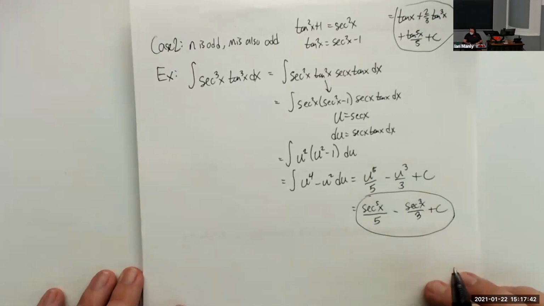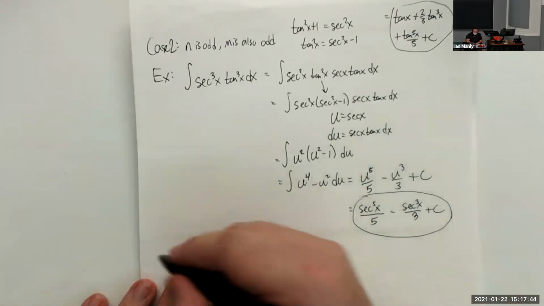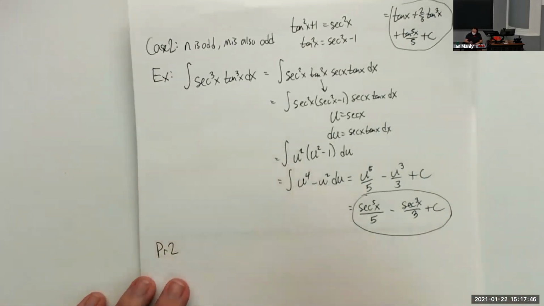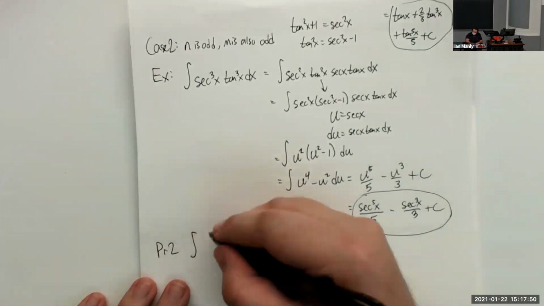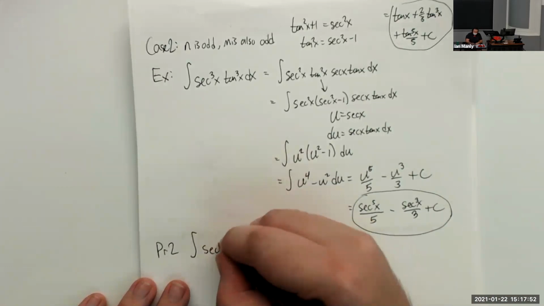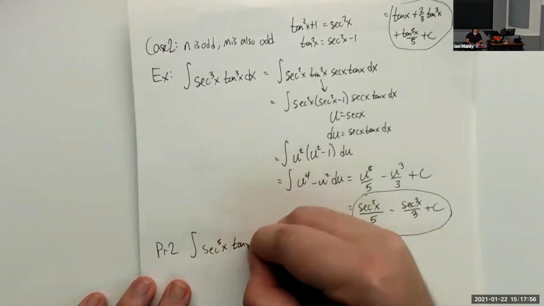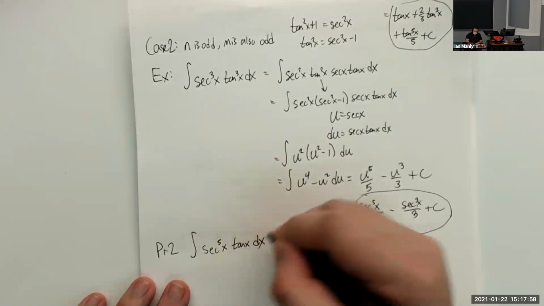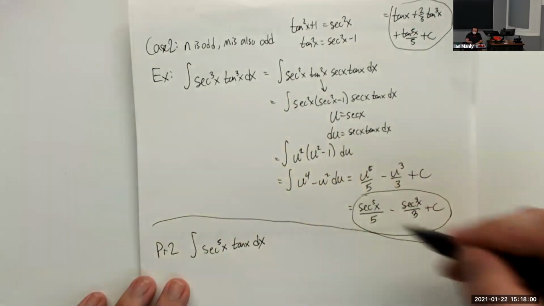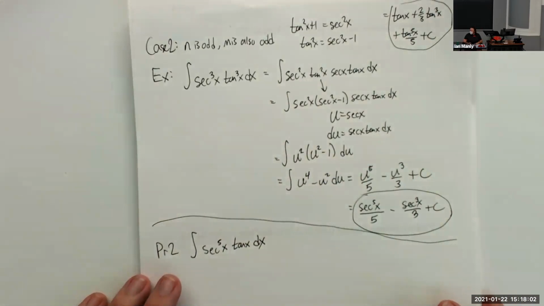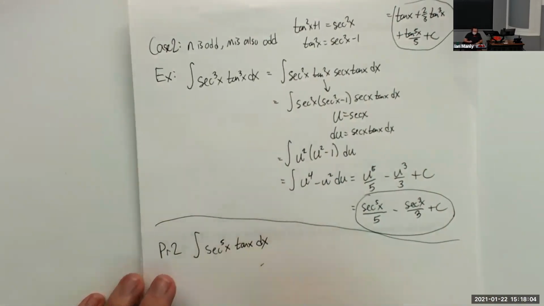All right, so with that in mind, why don't you guys try another example? We kind of have back-to-back ones here, using this technique. So I'll give you one of the case 2 ones where they both have odd powers. Why don't we try secant to the fifth times tangent? So in pretty much exactly the same way that I just did this example, why don't you guys do this?